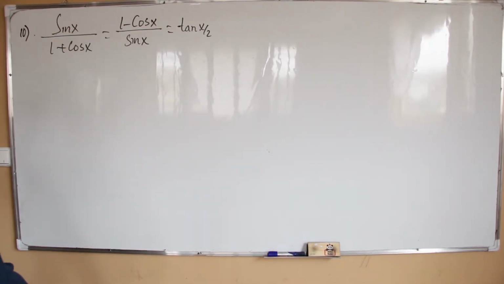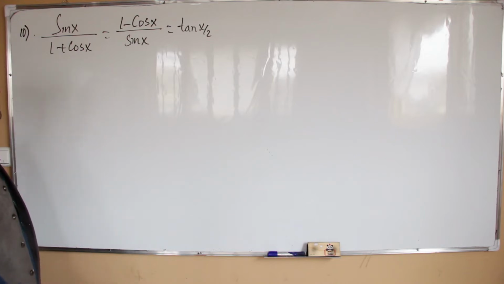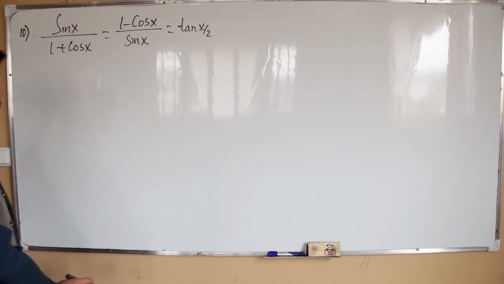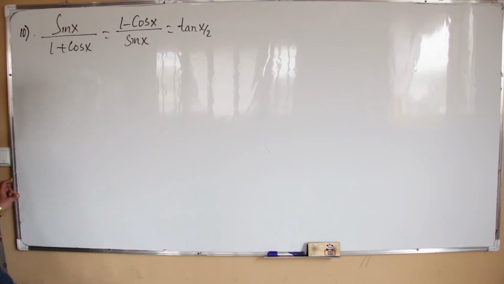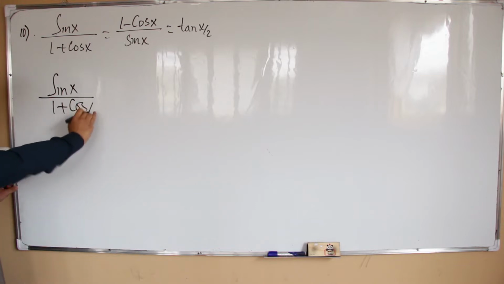Example number 10. Sine x divided by 1 plus cosine x is equal to 1 minus cosine x divided by sine x, and this one should be equal to tangent x by 2. Very simple. We have to prove this one is also tangent x by 2, this one is also tangent x by 2. Okay. How can we do it? The first one, sine x divided by 1 plus cosine x.